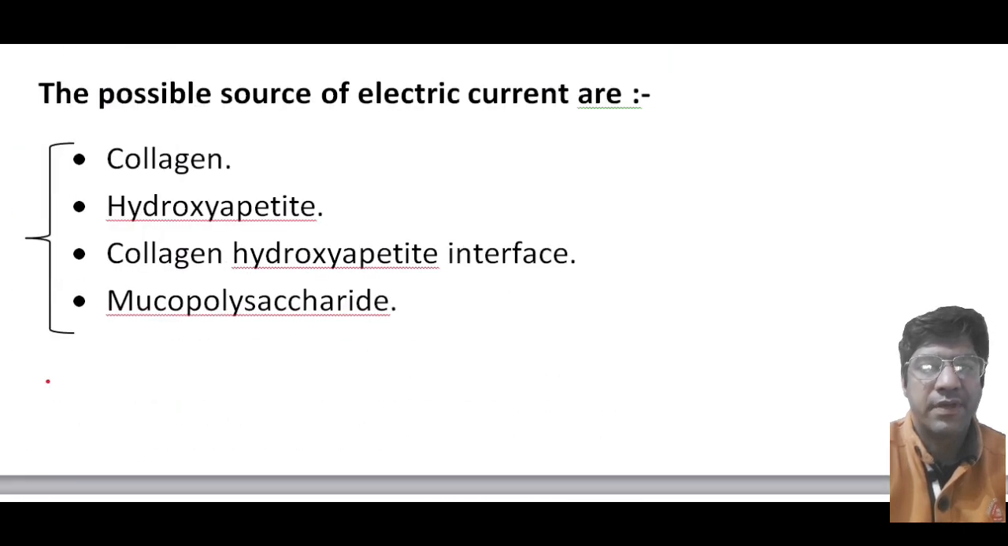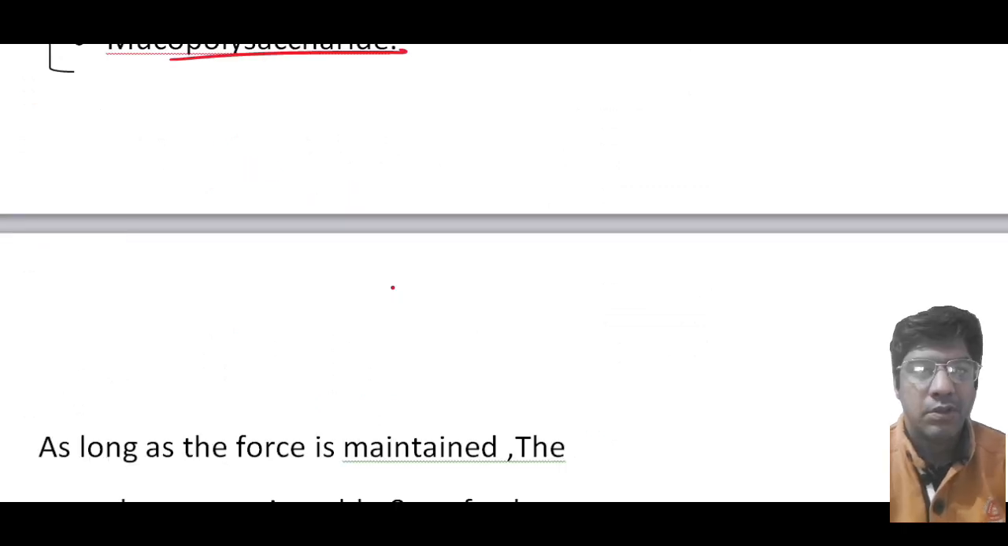The possible source of the electric current could be collagen and hydroxyapatite. When force is applied, the piezoelectric signals exhibit rapid decay and generate an equivalent signal in the opposite direction when the force is relieved. This phenomenon is attributed to the movements of electrons within the crystal lattice. Both the bone minerals hydroxyapatite and collagen possess piezoelectric properties.